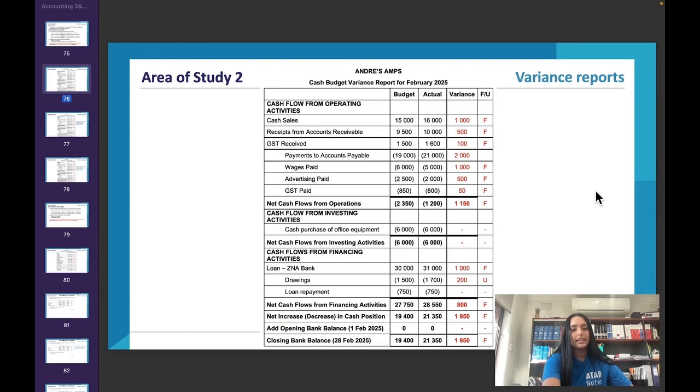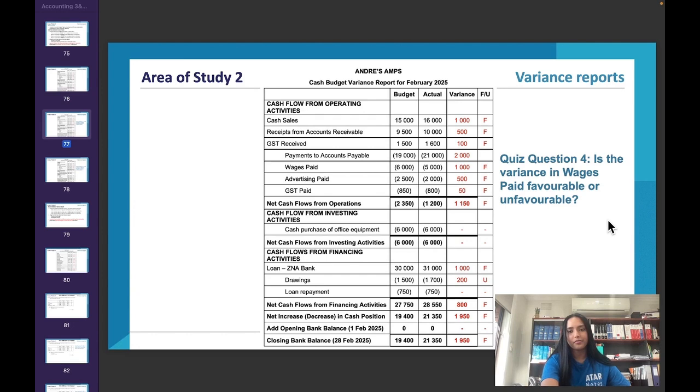And here's an example of the cash budget variance report. So you can see we have the budgeted figures, the actual figures, the difference between these figures, and whether that is favorable or unfavorable. And if we have a dash, that just means that it was the same, which means that there's no variance. Okay, so let's have a look at the variance in payments to accounts payable and whether this is favorable or unfavorable. And it was unfavorable.